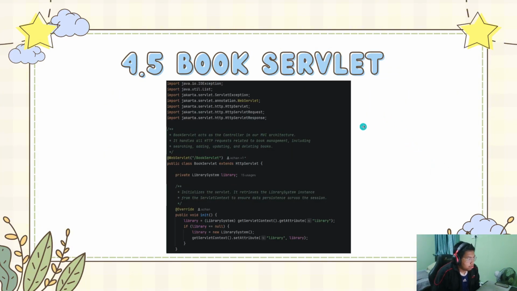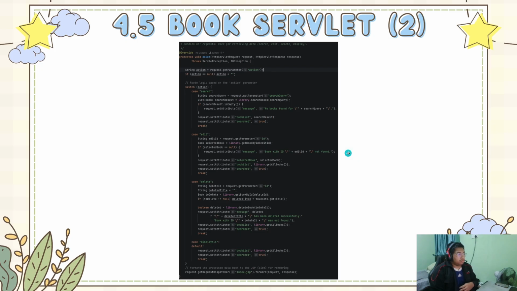Next we have our book servlet. Here we have the imports for the book servlet class. We use IO exception and Java util, and this is for a Java EE web app, and this is our endpoint. Basically, this is our initialization of the class. Next we will move on to the get request.